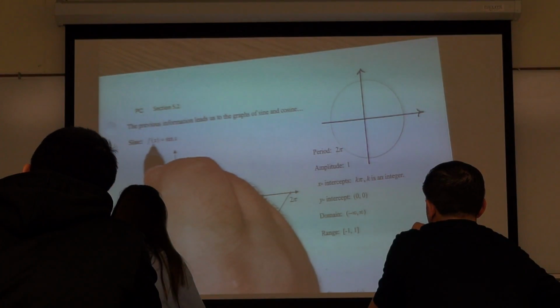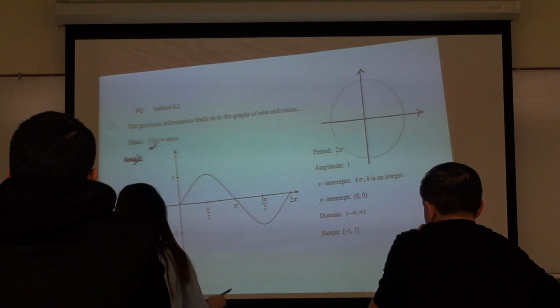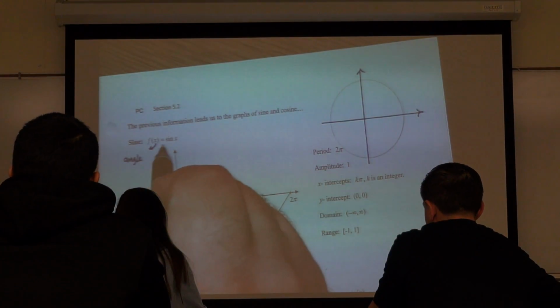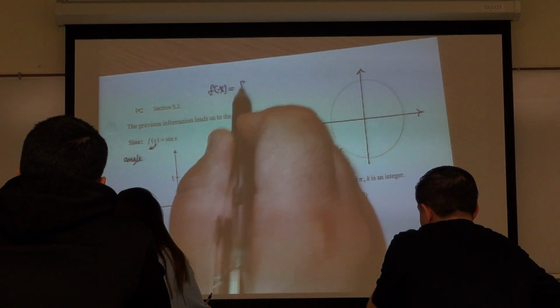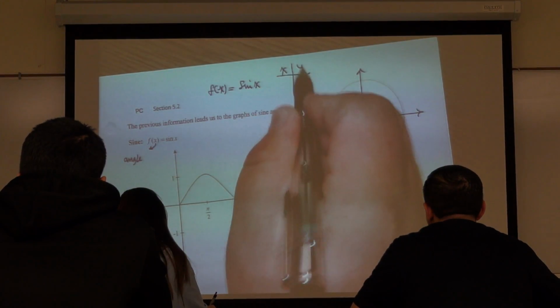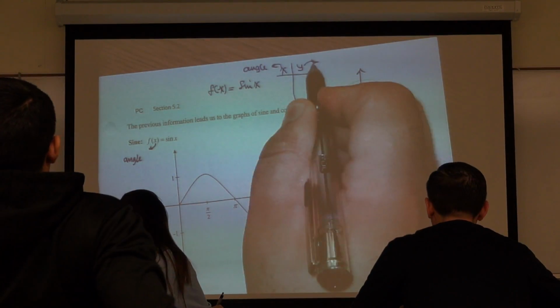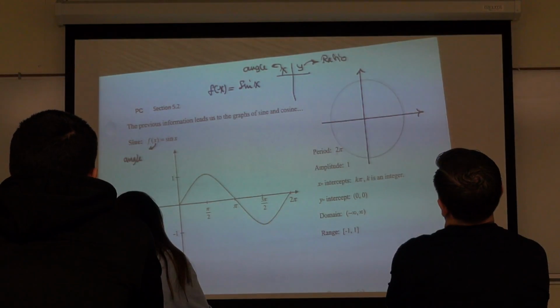What is x? What does x represent? Angle. In what? Radian. And what's the output? So when I say f of x equals sine x and then y. This is an angle in radian, and this is a what?